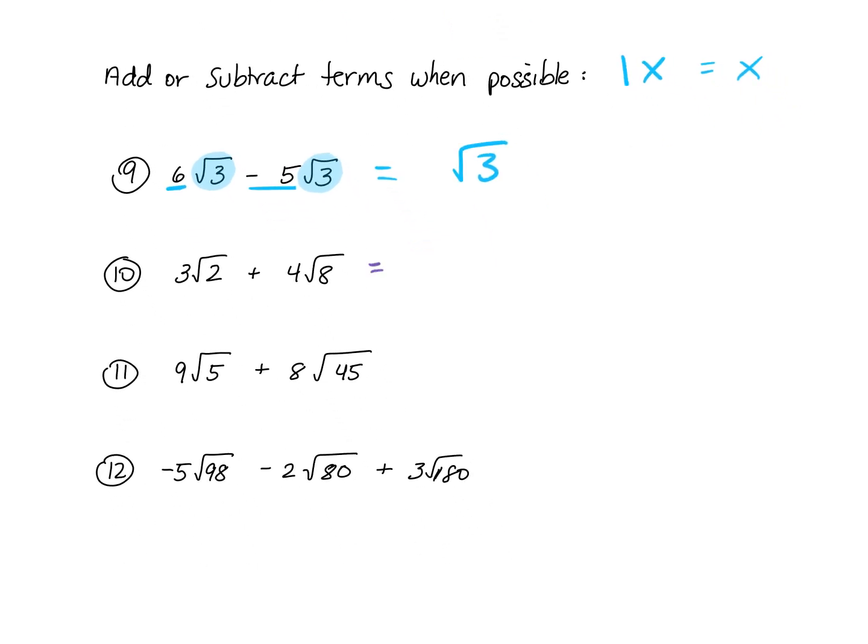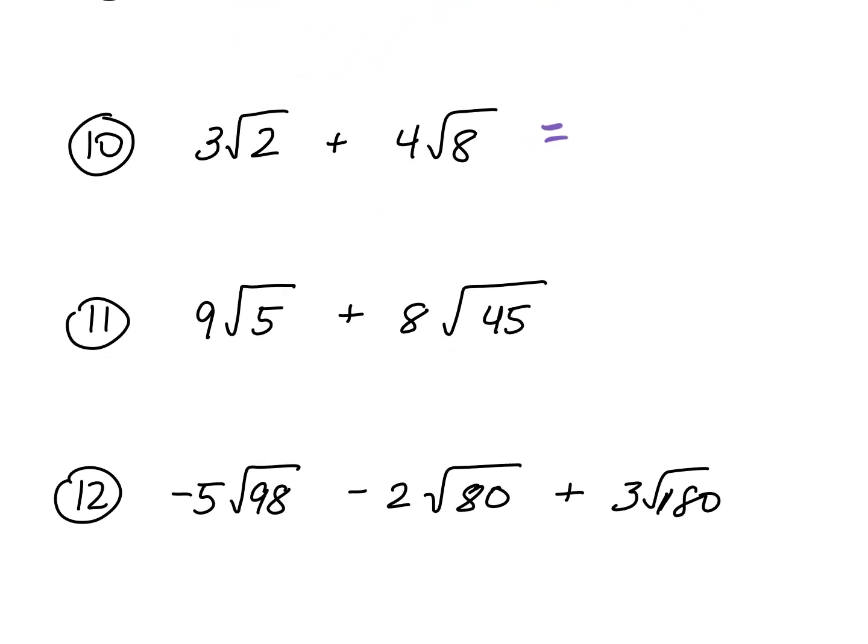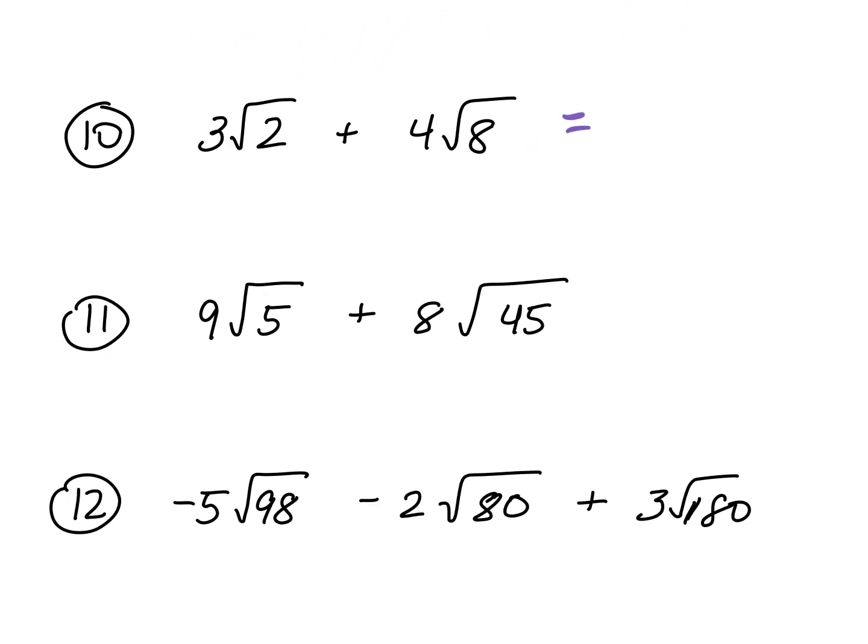All right, number 10. Can I add these together right off the bat? Why not? The radicals are different. The inside, the radical parts are not the same. Let's simplify and see if we can make them the same. Can I simplify square root 2? No. Can I simplify square root 8? Yeah, what are 2 factors of 8? 2 and 4. And 2 factors of 4? 2 and 2. What gets circled? 2 2's. So what comes to the outside? 2. And what stays on the inside?